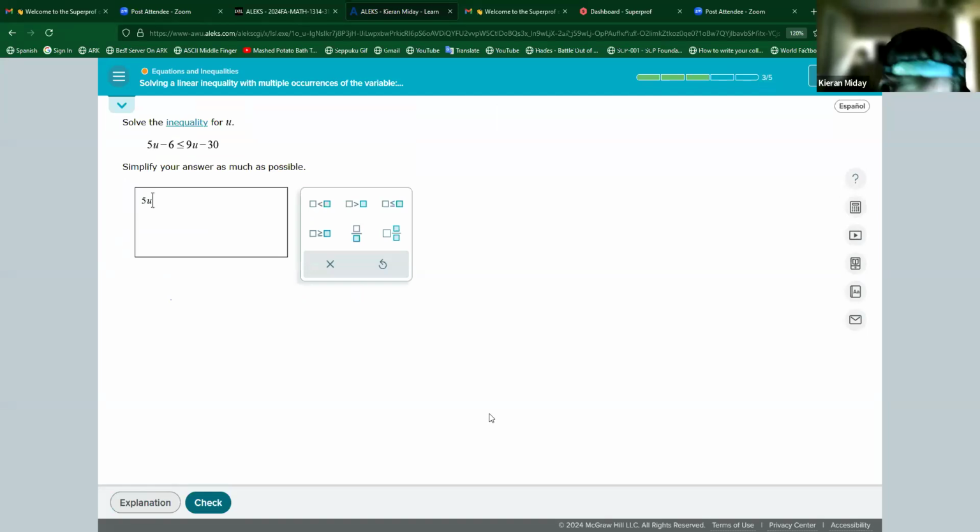5u minus 6, 9u minus 30, except I forgot to put the u here. Exactly. So we would subtract 9u from both sides, I think. Yep, correct. So this goes away, and this becomes negative 4u.